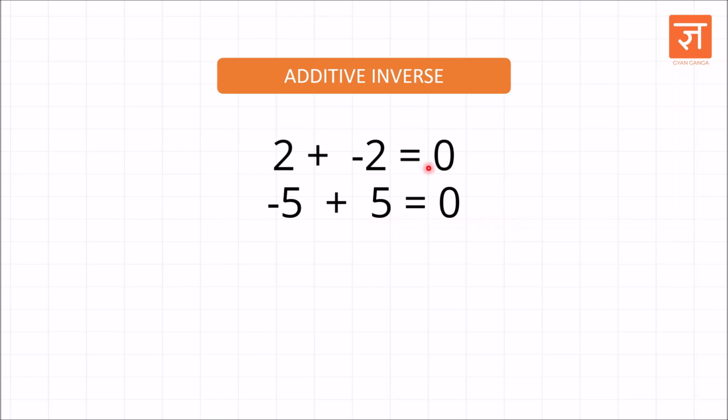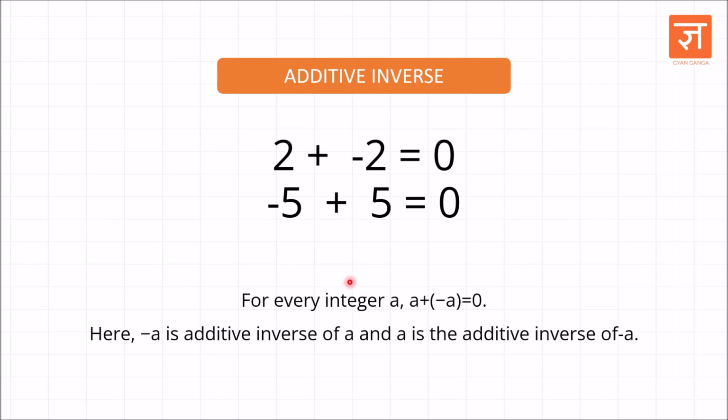For every integer A, A plus its own negative form, that is minus A, or minus A plus A, is the additive inverse. That is, we can say minus A is the additive inverse of A, and A is the additive inverse of minus A. Clear? The number itself with the opposite sign is the additive inverse of that particular integer. Clear? Next, now let's do some quick exercise.